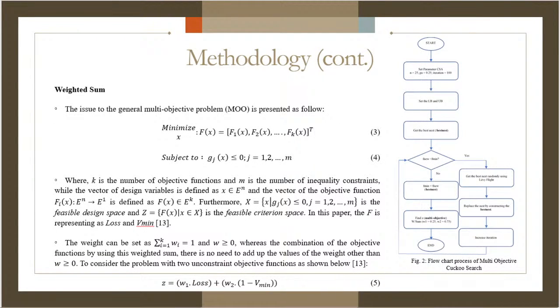For the weighted sum, the general multi-objective function is presented as equations 3 and 4, where k is the number of objective functions and m is the number of inequality constraints. The weights can be set so that the summation of the weights equals 1, whereas for the combination of the objective functions using this weighted sum, there is no need to add up the values of the weights, other than the weight being more than or equal to 0.